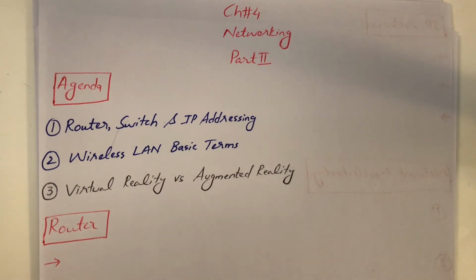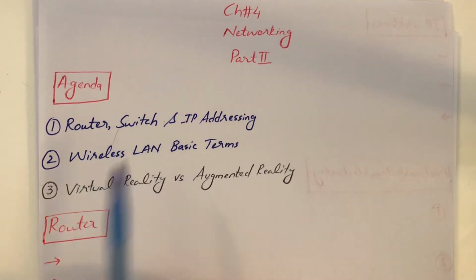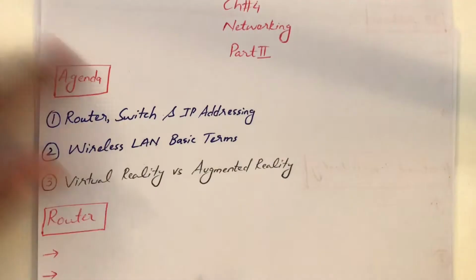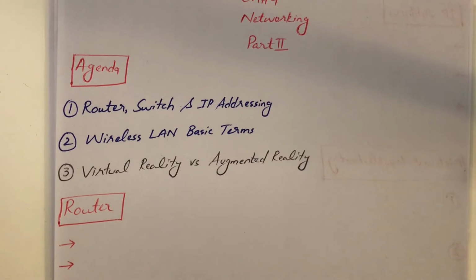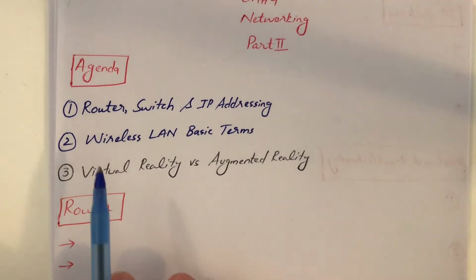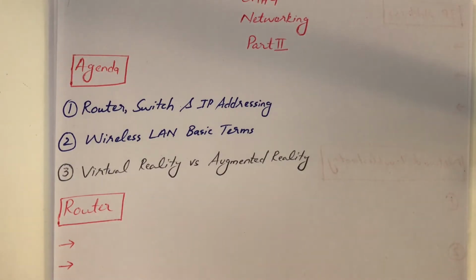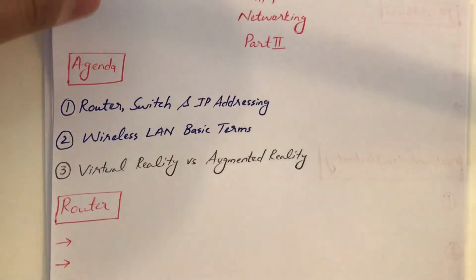So today we're gonna continue our lecture and we'll talk about some network devices, specifically routers, switches, and we will also discuss the role of IP addresses. Then we will talk about wireless local area network, and we'll discuss two main terminologies of wireless local area network. One is the SSID. We'll discuss the role of SSID and how we can avoid the piggybackers to get into our network. Other than that, we will also discuss the application of networking, and specifically virtual reality versus augmented reality. So let's start with the router first.